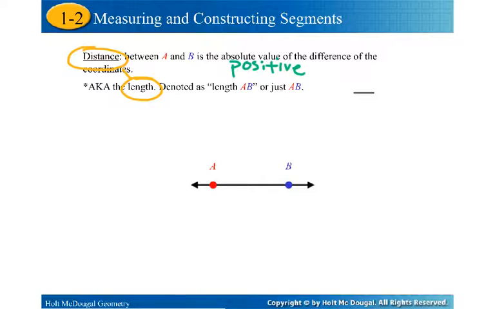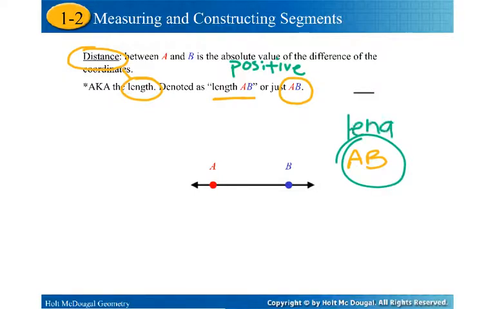And if you want to note the length, notice right here that all you do is either write the word length, or notice that instead of having a segment symbol above AB, if you take that segment away, you now are actually being told that this is a length or a number. Alright, so that's the idea here. Again, distance is whatever the length is between A and B, and that's an always positive number.